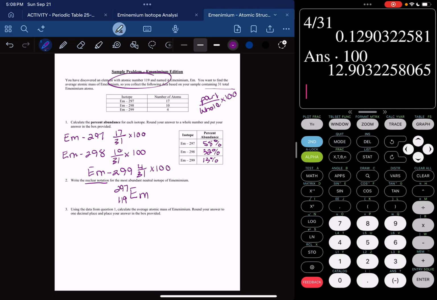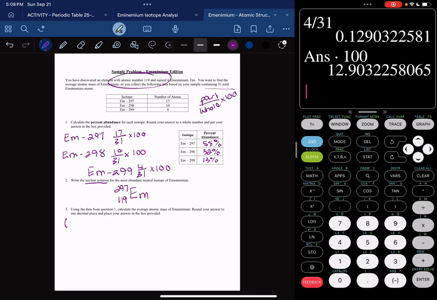And so that's it, because it says we're neutral. So if we're neutral, that means that we have no charge to indicate here. Our protons and our electrons have to be the same number. So that means we're neutral. All right, and then finally, it wants us to calculate the average atomic mass of MnM. And so this is what we'll do.